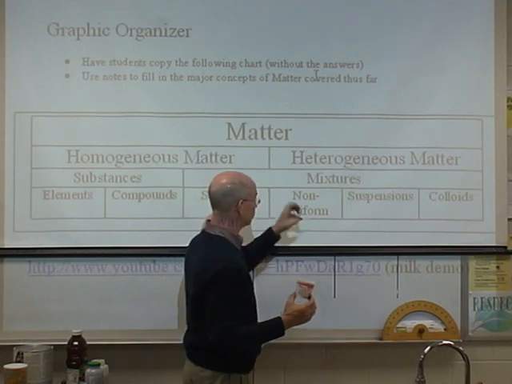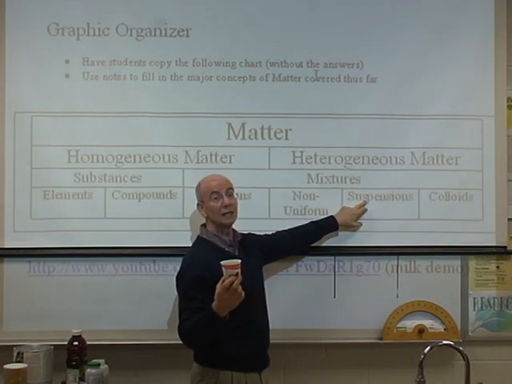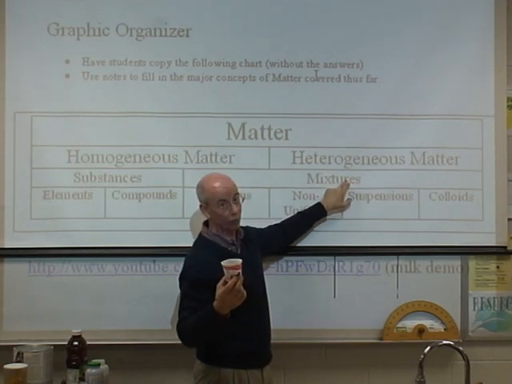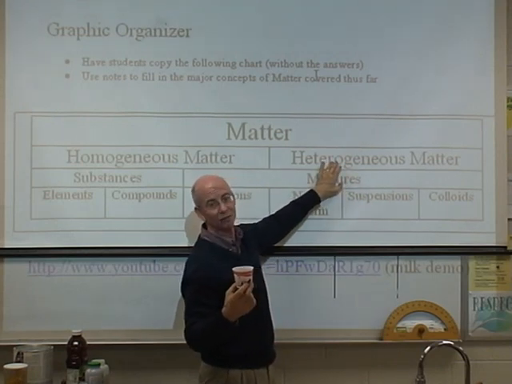So we said that if you stir something, it's most likely a suspension. The fruit settles to the bottom. So it's a suspension, meaning it's a mixture, more than one thing, and you can see the difference. So it's heterogeneous.